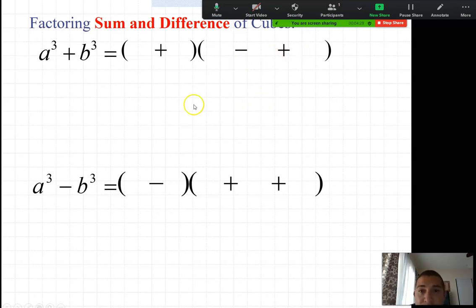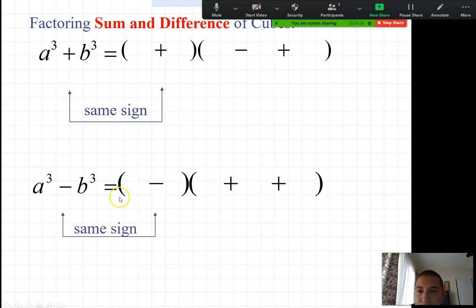So first let's analyze what we see here. The same sign. So if you're dealing with a sum, this is the sum of cubes. The first parentheses is going to keep the same sign. Also down here on the difference. So this is a subtraction, and this is called the difference of cubes. Okay, so that's the first observation.